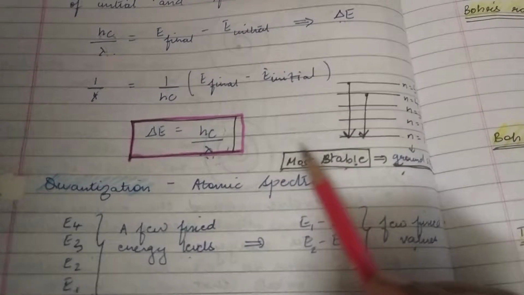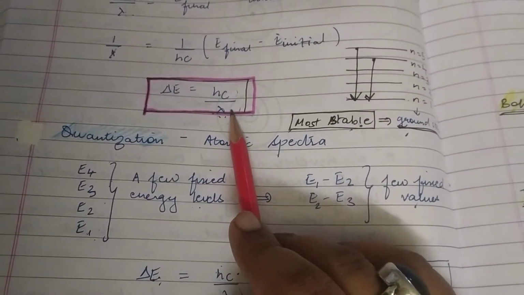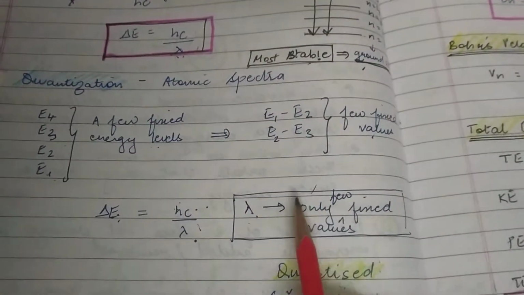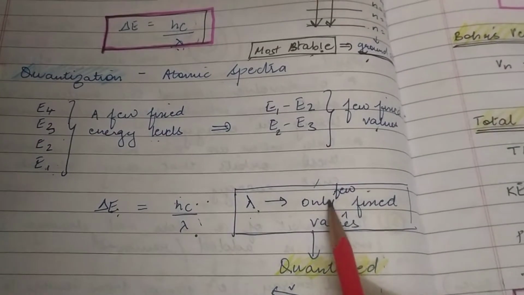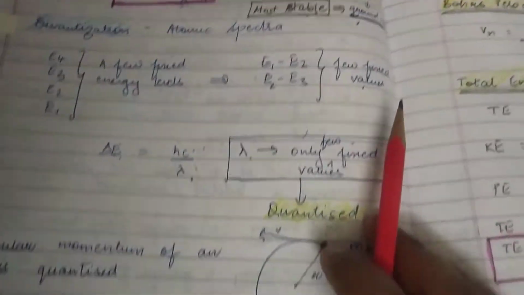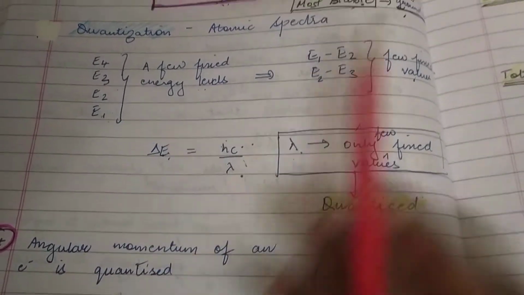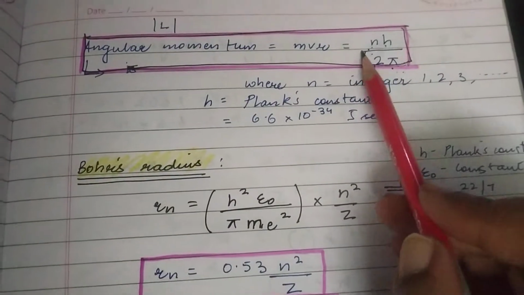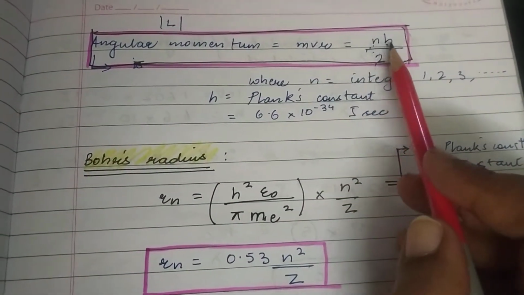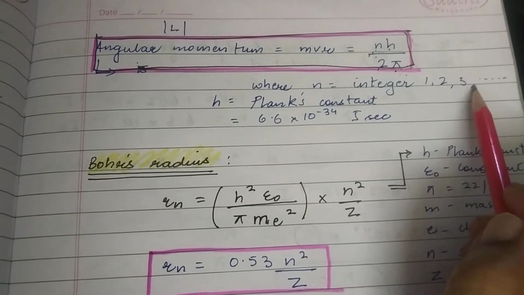And then with the help of the explanation provided by the theory, we could understand the quantization in the atomic spectra, and how there are only very few fixed values, and that is why the wavelength was also said to be quantized. And the fourth postulate stated that the angular momentum of the electron is also quantized, that is, angular momentum mvr is an integral multiple of h upon 2 pi, where n is an integer 1, 2, 3.